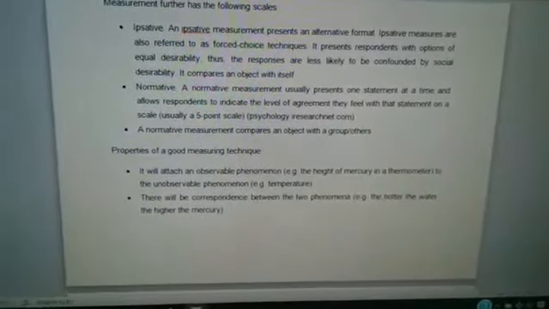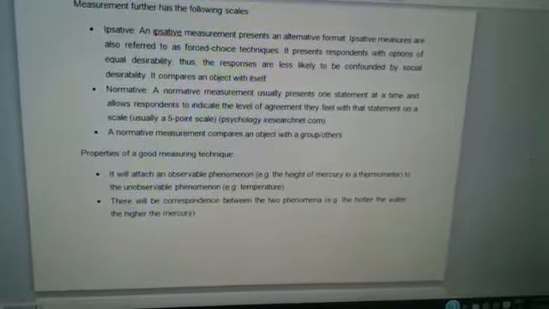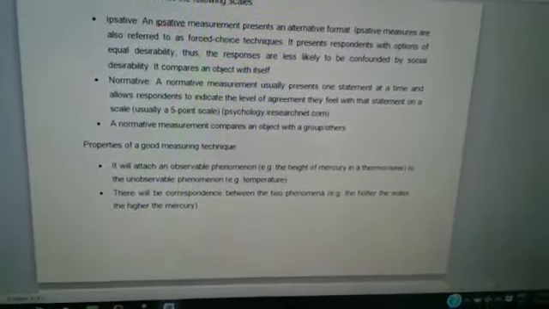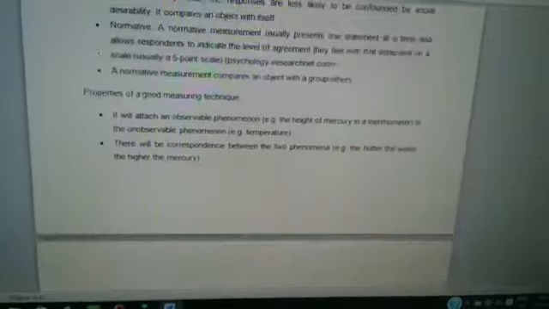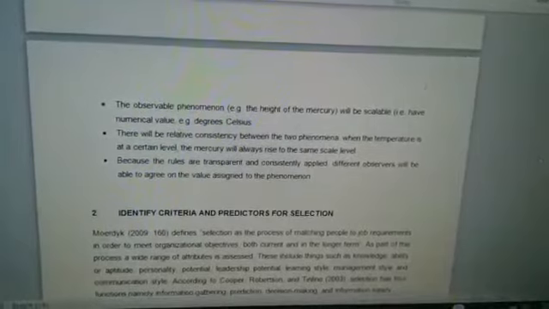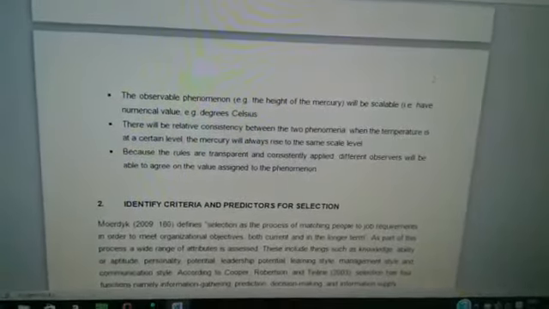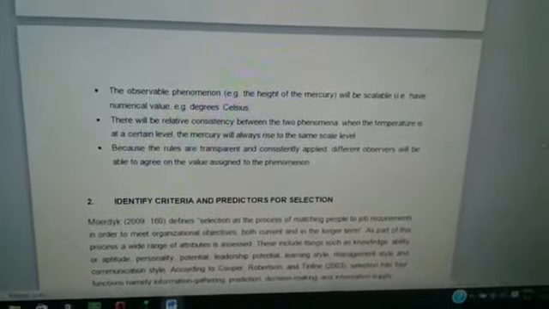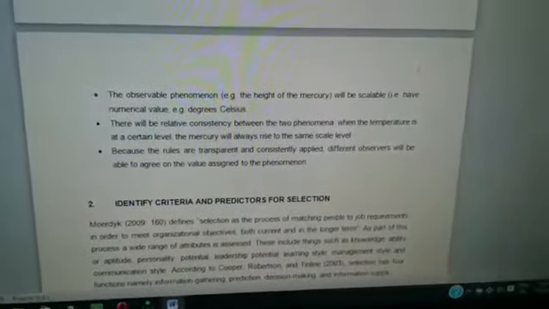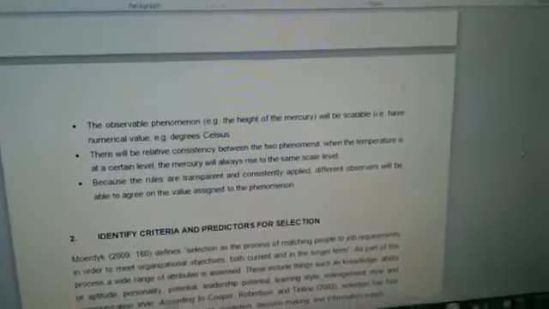Properties of a good measurement. It will attach to an observable phenomenon. There will be correspondence between two phenomena. The observable phenomenon will be scalable. There will be relative consistency between the two phenomena when the temperature is at a certain level. Because the rules are transparent and consistently applied, different observers will be able to agree on the value assigned to the phenomenon.